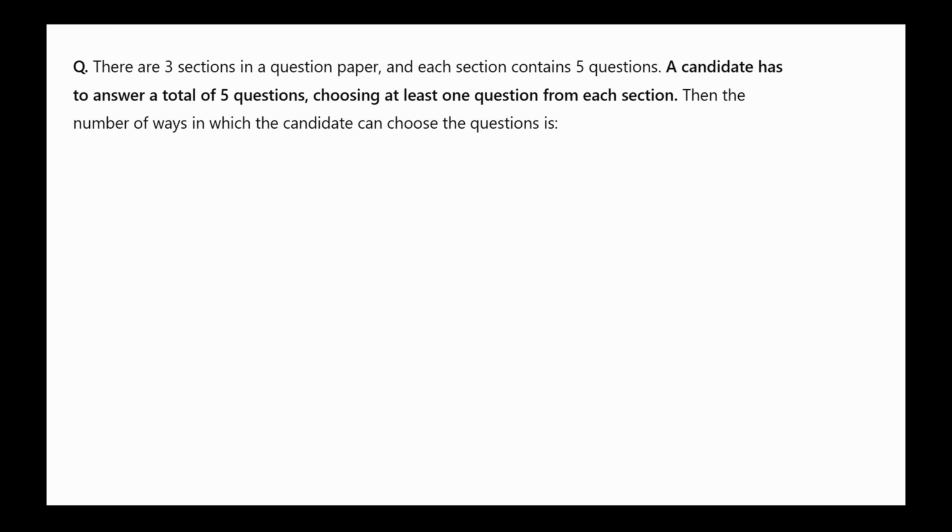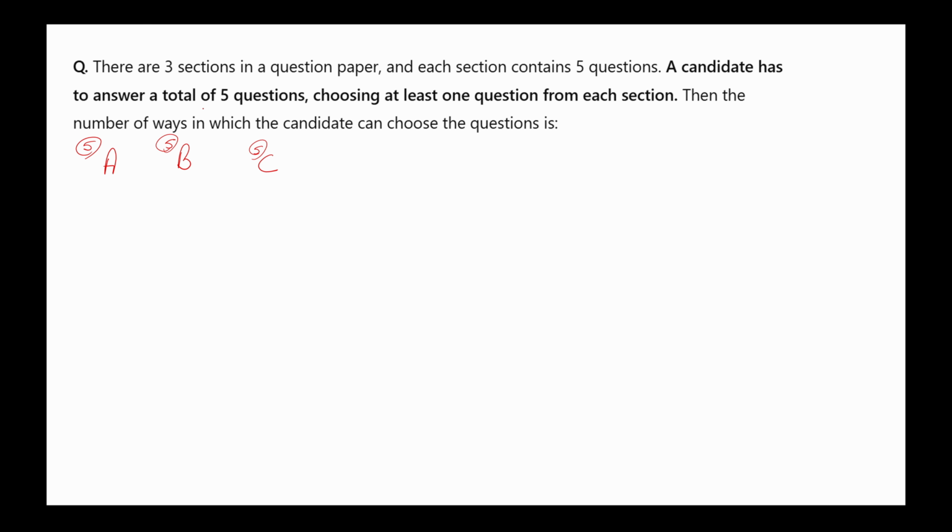Now this is a very good question, and based on this question all your doubts on combinations would be cleared out. There are 3 sections in a question paper. So first let us write it down. Let's say my first section is A, my second section is B, my third section is C. And each section has 5 questions. So remember this thing, each section has 5 questions. That means I have 5 different questions in each and every section.